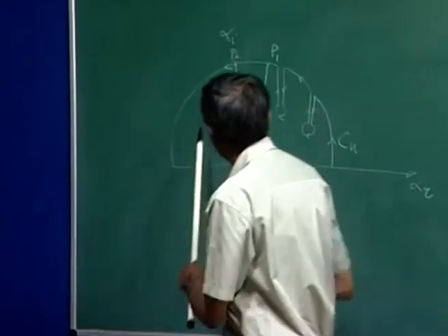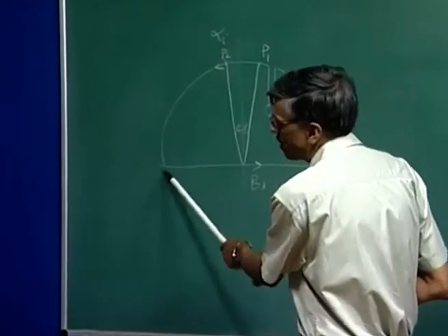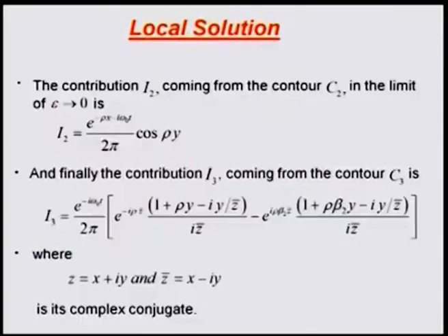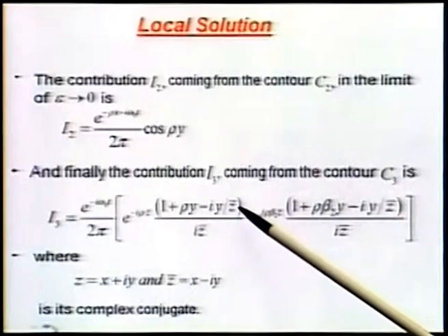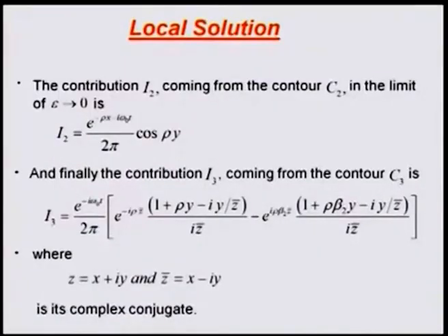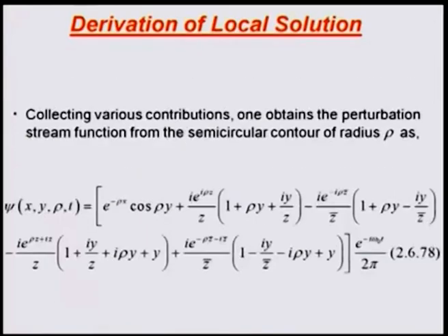And finally, the contribution coming from P2 to this part, that we are calling I3, would work out in this particular fashion. You can work it out and see they will be in terms of the complex conjugate of z, that is x minus iy. So it's easy now. You have the expressions for the three contributions coming from three different parts of the semicircular arc. Collate it, and this is what you are going to get.